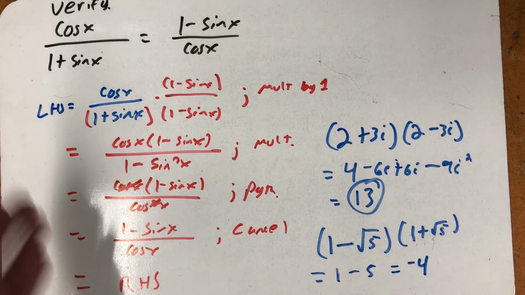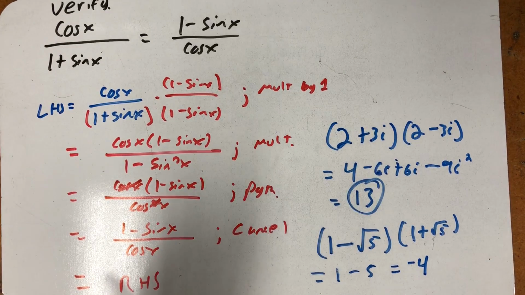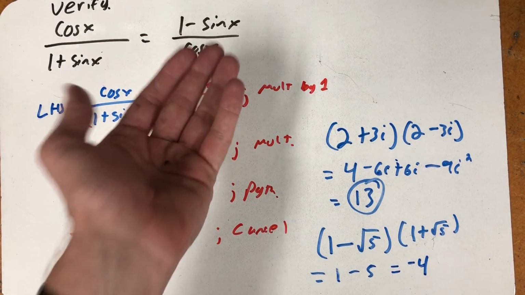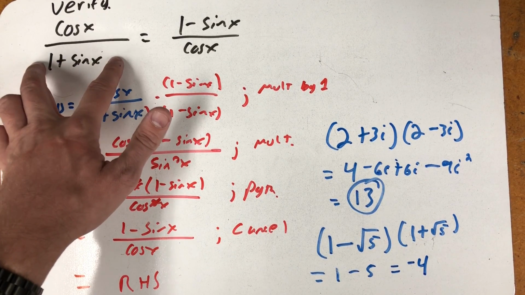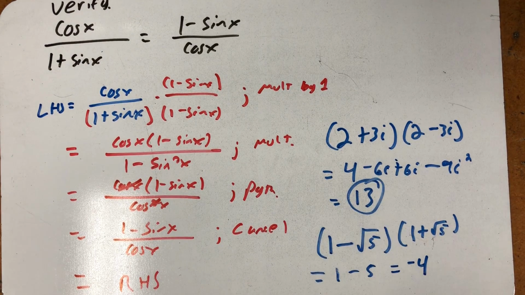All right, so I had picked the left-hand side. You can also pick the right-hand side and use the same idea of multiplying top and bottom by that trigonometric conjugate. And I think that's a good thing for you to try right now.